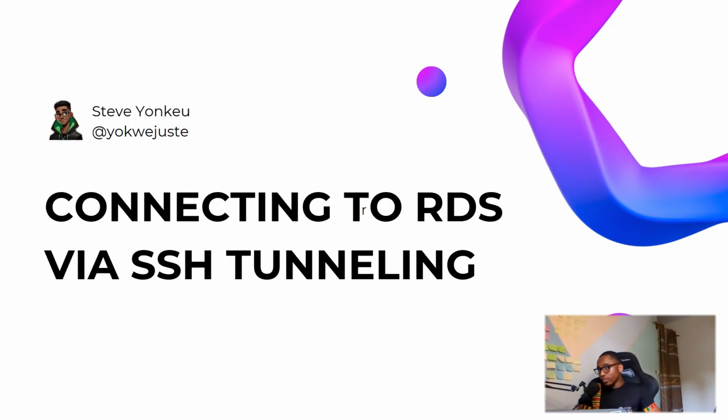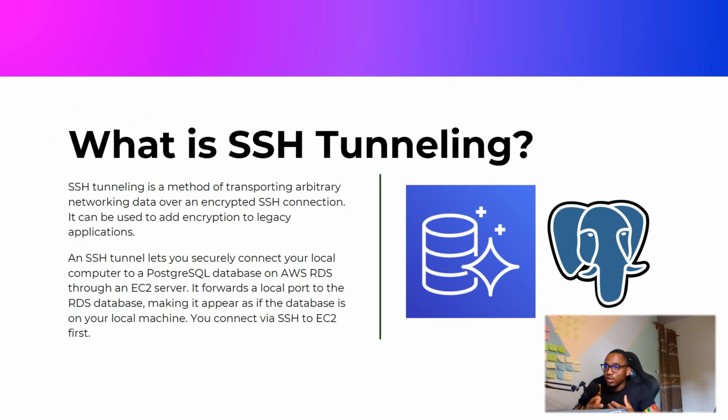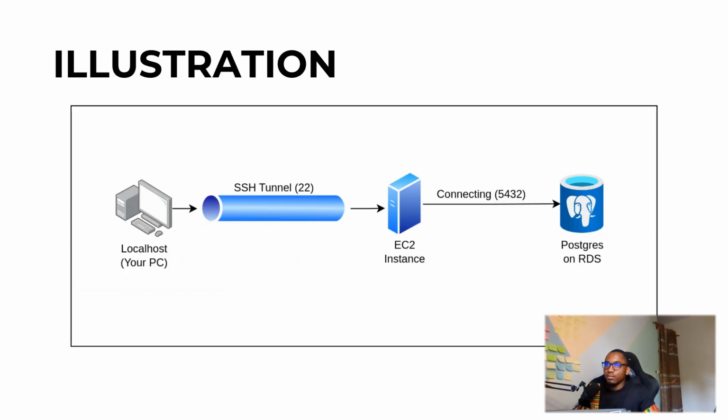But before that, let's just have a quick literature about it. You can skip through if you're not interested, but it's always good to listen. We are talking about connecting to RDS via SSH tunneling. What's SSH tunneling as a whole? It's a method of transporting arbitrary network data over an encrypted SSH connection. As I previously mentioned, to be very basic, we pass through our EC2 instance from our local computer and connect to a Postgres database found on AWS. This is the whole diagram of how SSH tunneling works.